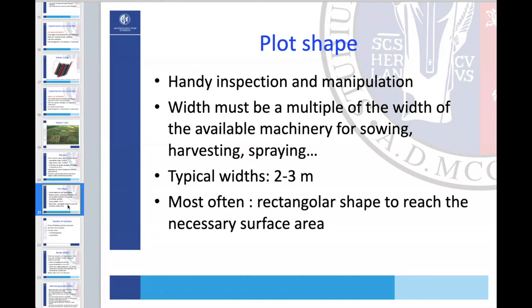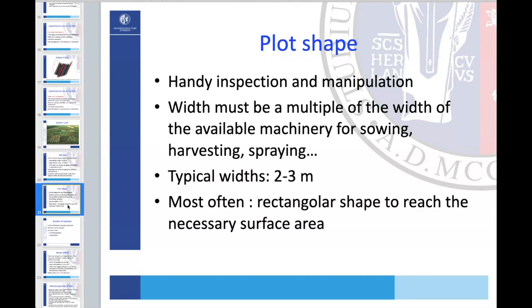Therefore, if we have a sowing machine which has 2.5 meters width, we usually have a plot width of 2.5 meters, so that we can sow with just one passing.